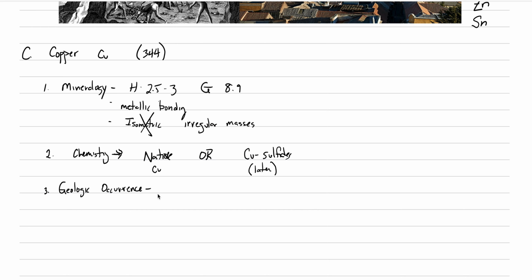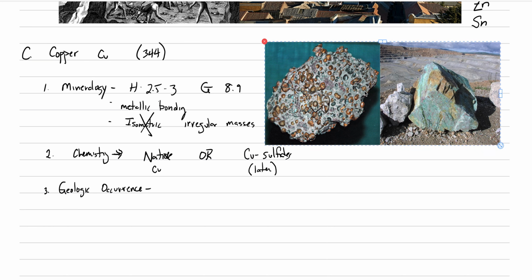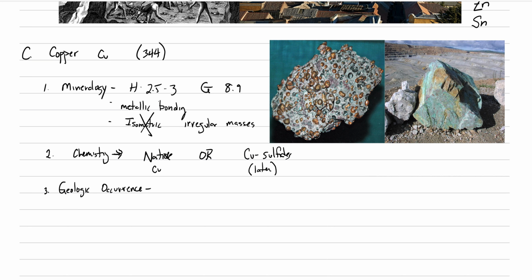But the one I want to teach you about the most, oh boy, I should show a picture, shouldn't I, guys? Let's show a picture of copper before I talk about the geologic occurrence. So when I talk about native copper, here's native copper. Here is a copper mine. Look at that huge mine where they're pulling out this greenish mineral. That's a copper sulfide. And so we're heading towards learning about these kind of minerals.